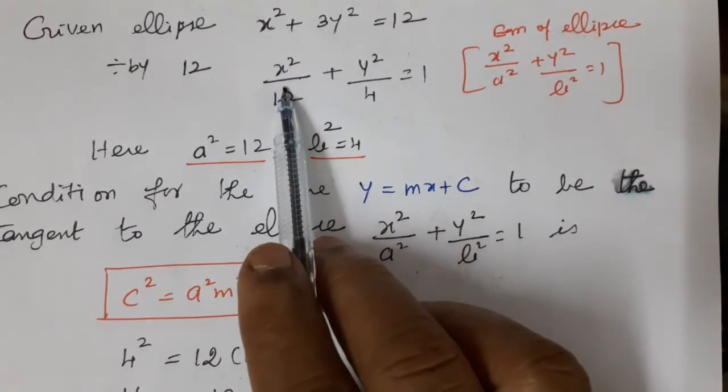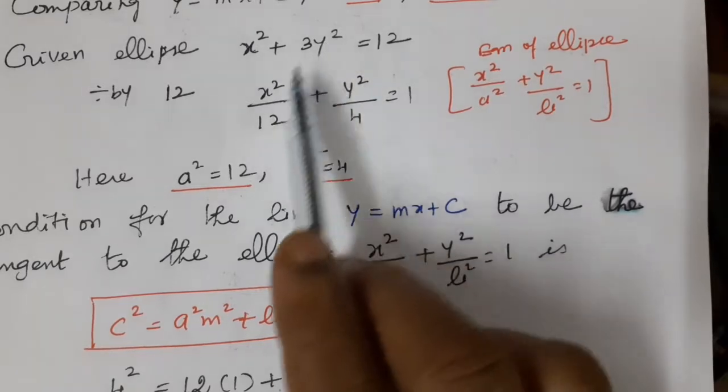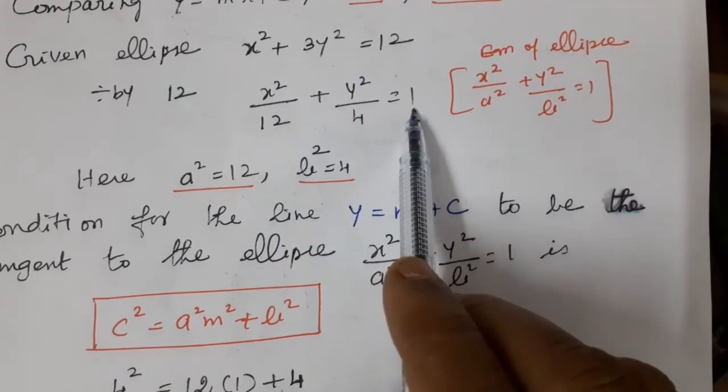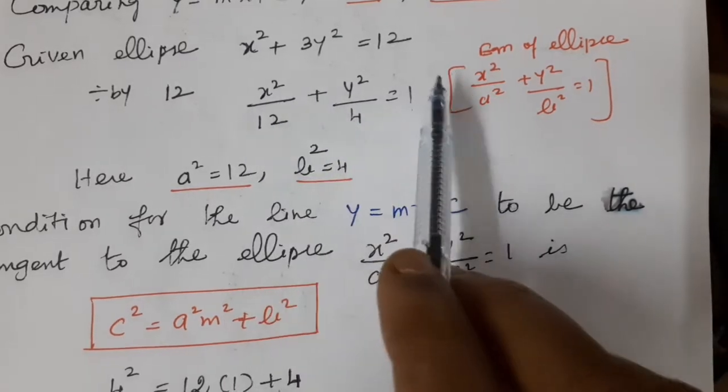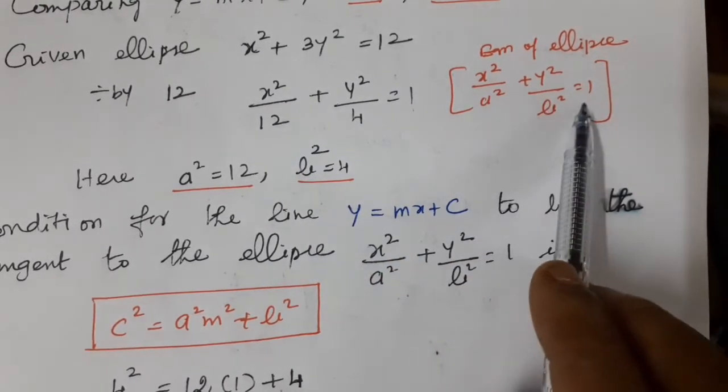X square by 12, 3y square by 12. The 3y square by 12: 1 3 is 3, 4 3 are 12. So y square by 4. 12 by 12 is nothing but, on the right hand side, we get 1. This is of the form x square by a square plus y square by b square equal to 1.